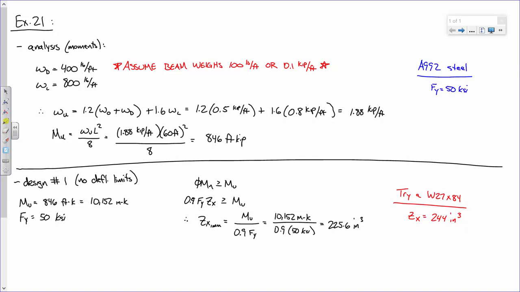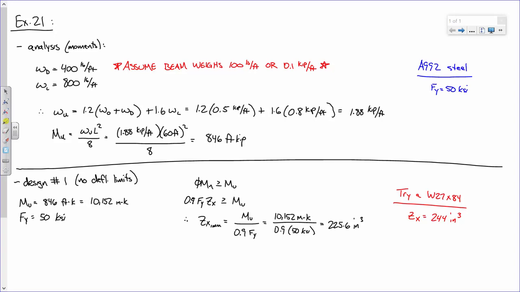What was the ZX value that we computed? 225.6? Well, what's going on with the 24 by 84? It's 224. We probably could have picked that section if we were better on our moments, right? You know what I mean? Like, we overestimated the moments. If we were to go back and update the moments, we could probably use that section.